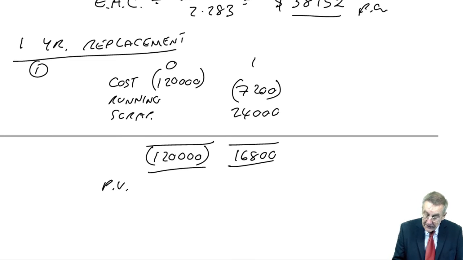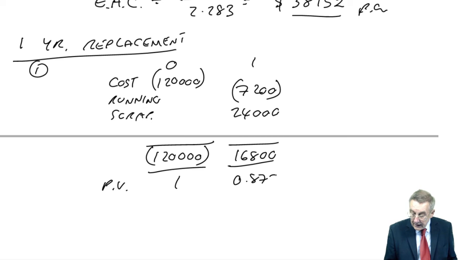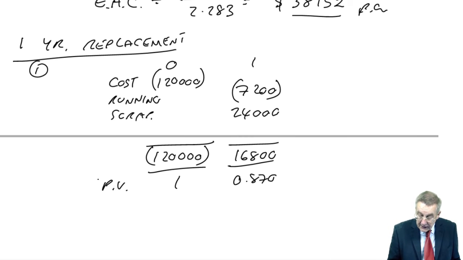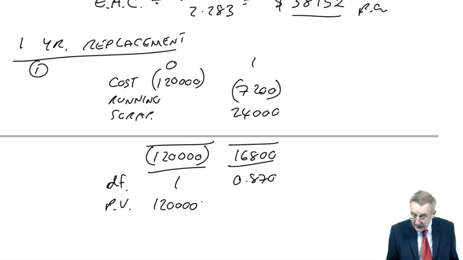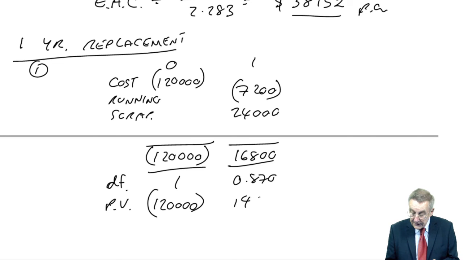The present values at 15%. I should have remembered this factor, 0.87. So the present value, sorry, that was the discount factor, I do apologise. The present value, 120,000. And an inflow of 14,616.